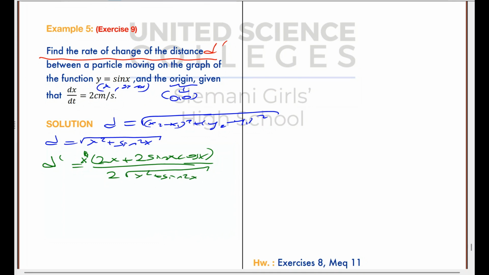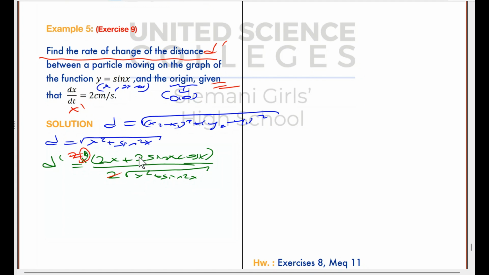So what is given in this question? What else is given? We are given that dx over dt, x prime, is 2. So in place of x prime, let's write 2. The 2's cancel each other. We have this. So is this the answer? Can we rewrite this? There is only one way of rewriting this.